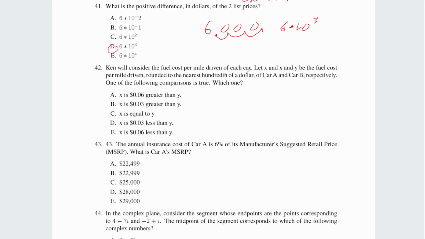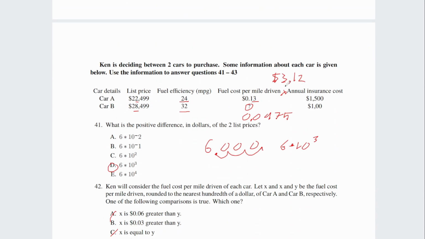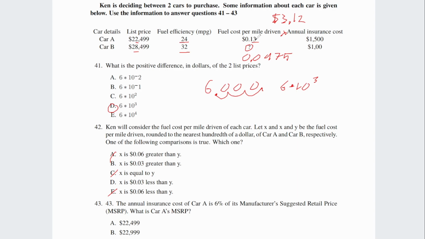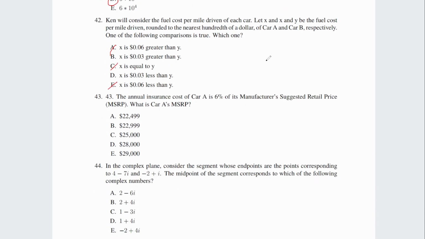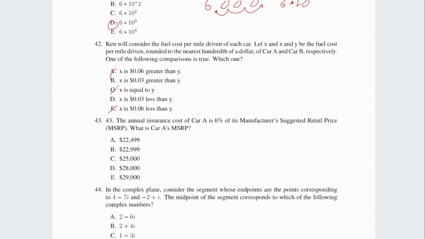To the nearest hundredth of a dollar, or to the nearest cent, of car A and B respectively, which of the following comparisons is true. So we know it's not equal, and we know it's not 0.06 of anything, but it's 3 cents. So X and Y, X is for car A and Y is for car B. So we know that X is 3 cents greater than Y, which is answer choice B right here.